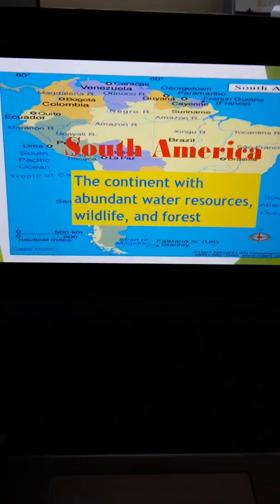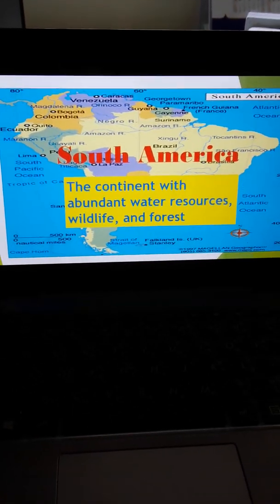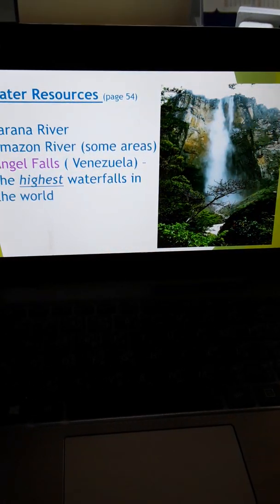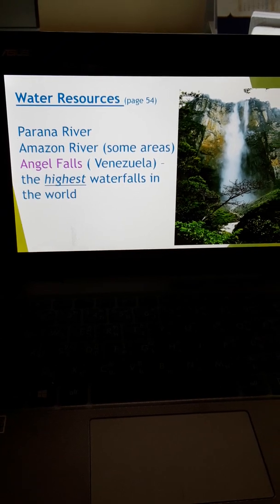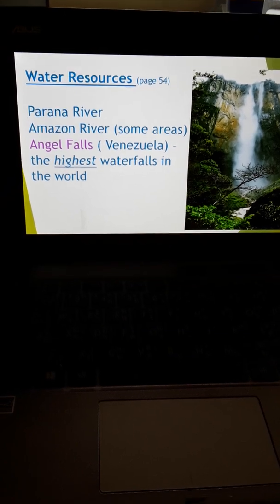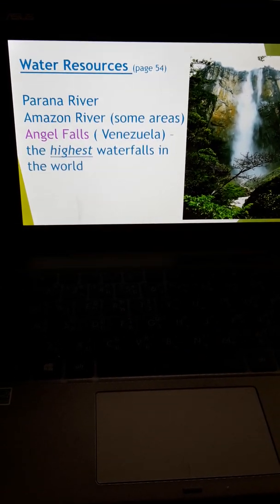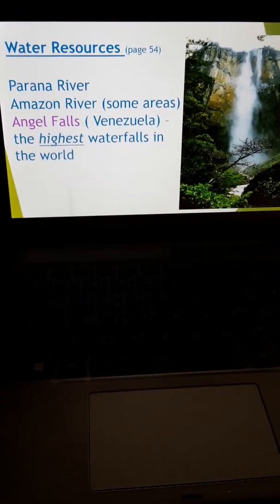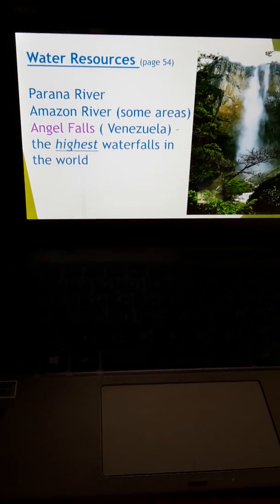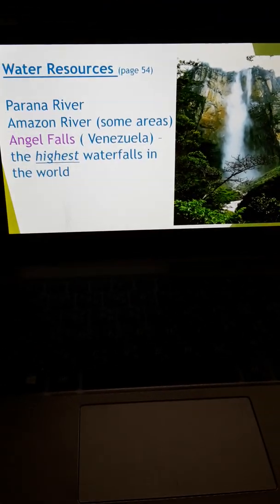Now let's proceed to South America. This is a continent with abundant water resources, wildlife, and forests. Let's talk first about the water resources. They have the Paraná River in Uruguay. And then they have the Amazon River, of course, the second longest river in the world. And then they have the Angel Falls in Venezuela, the highest waterfalls in the world.